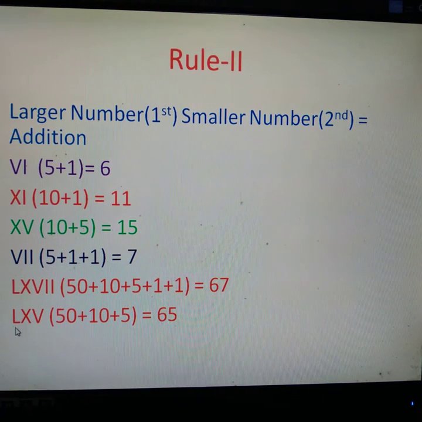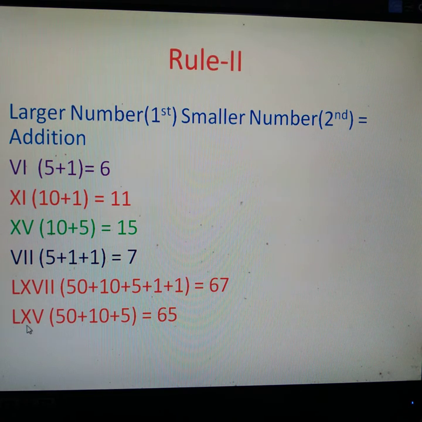Next example, L, X, V. The larger number comes first, then the smaller number. So here we can do addition. L carries 50, X 10 and V 5. So 50 plus 10 plus 5 is equal to 65.